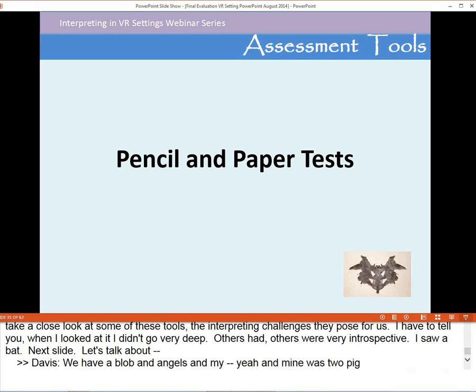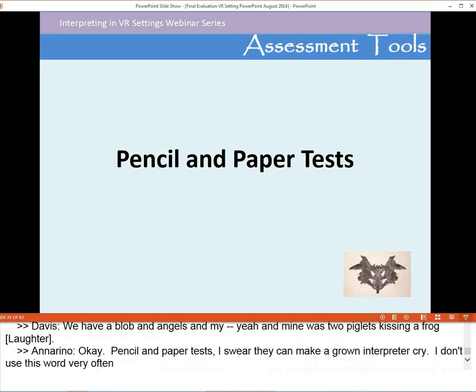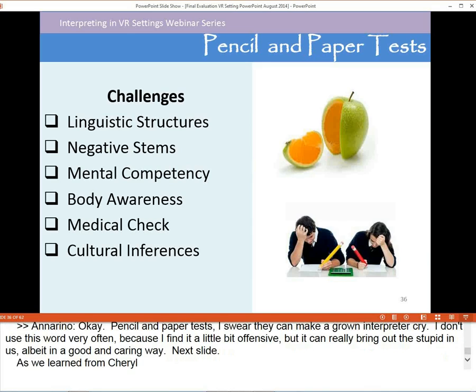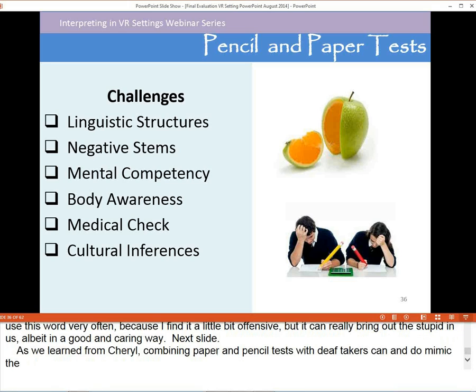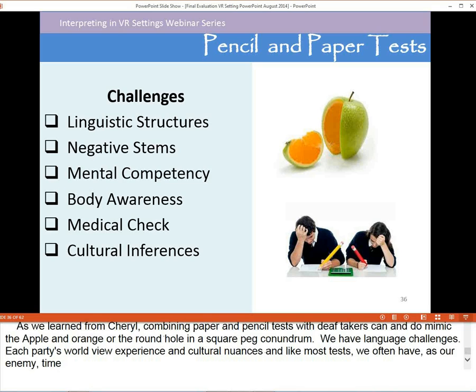Okay, pencil and paper tests. I swear they can make a grown interpreter cry. And they certainly can bring out, and I don't use this word very often because I find it a little bit offensive, but they can really bring out the stupid in us, albeit in a good and caring way. Next slide. As we learned from Cheryl, combining paper and pencil tests with deaf takers can and do mimic the apple and orange or the round hole in a square peg conundrum. We have language challenges, each party's worldview experience, and cultural nuances. And like most tests, we often have as our enemy time, as they assess for speed in which the test is administered. Let's look at some common challenges.